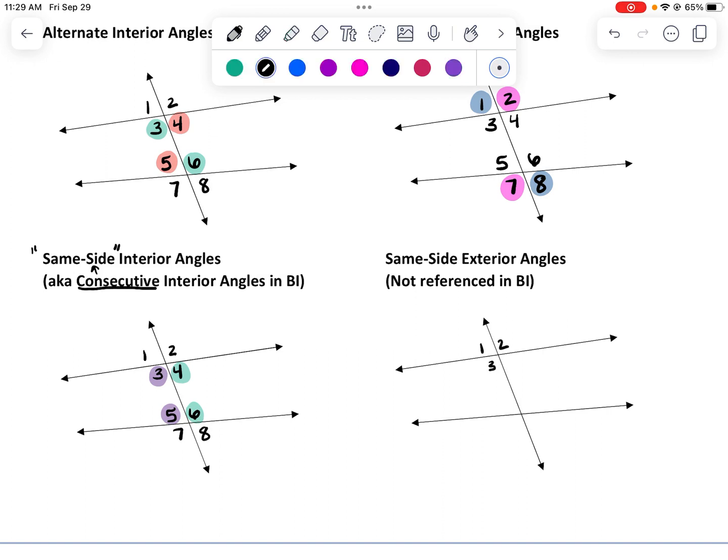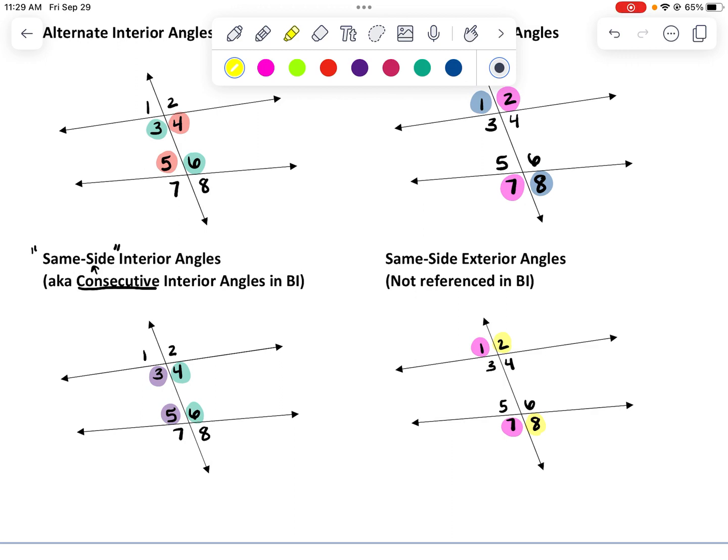And then our last group, these are actually not really taught in Big Ideas, but they are really important. And we also have same side exterior angles. So same side exterior angles are going to be 1 and 7. Now these are not called consecutive because they're not in a row, right? 1 is not in a row with 7. So we just call them same side exterior. And then my last one, 2 and 8, is a same side exterior.